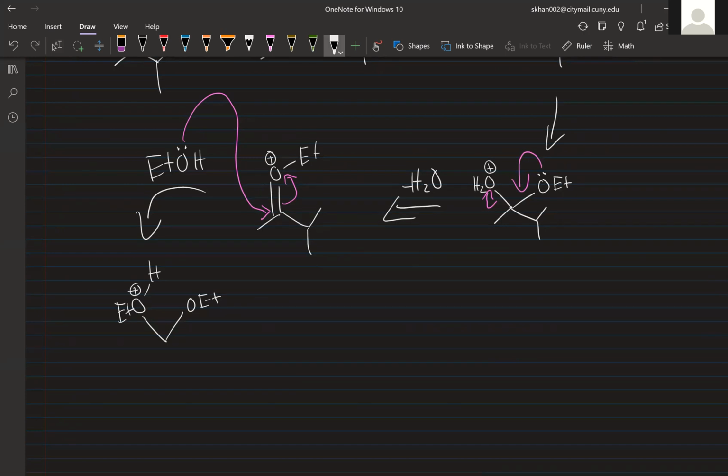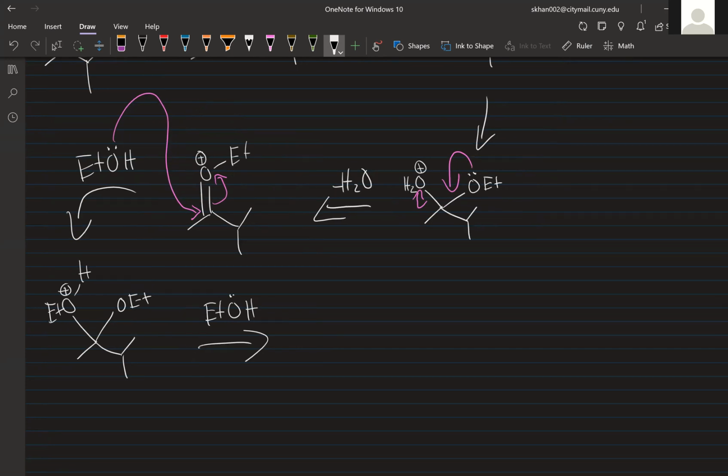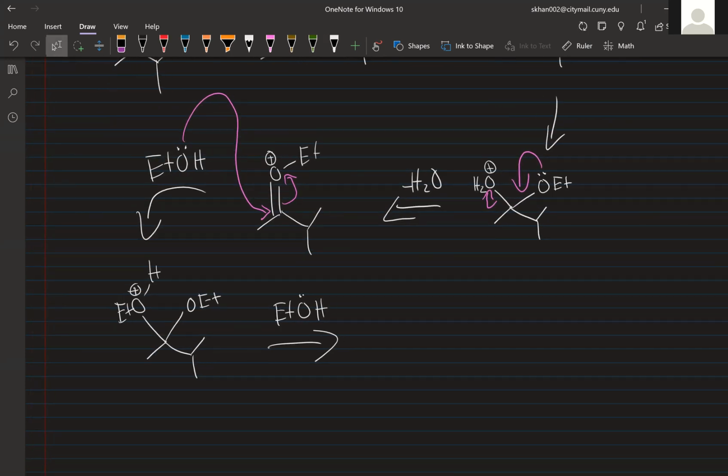Should be plus, right? And then next step is just deprotonation. I guess we could just use ethanol since there shouldn't be any water at this point. And you get your final product.